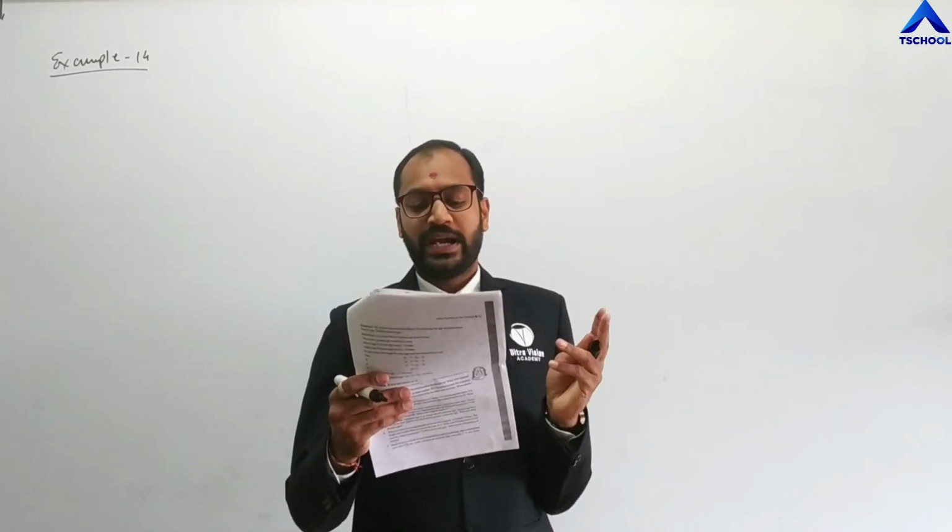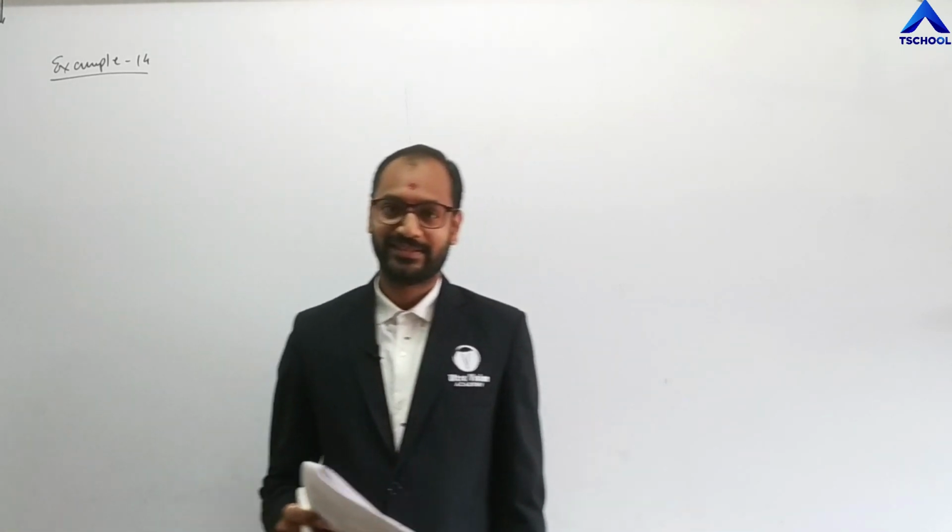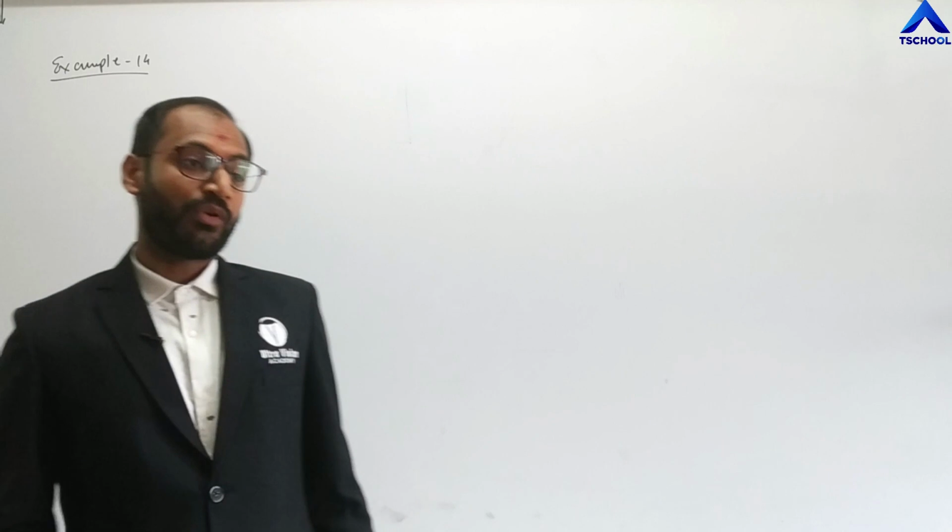The digits of a two-digit number differ by 3. If the digits are interchanged and the resulting number is added to the original number, we get 143. What can be the original number? So what do we have to do?